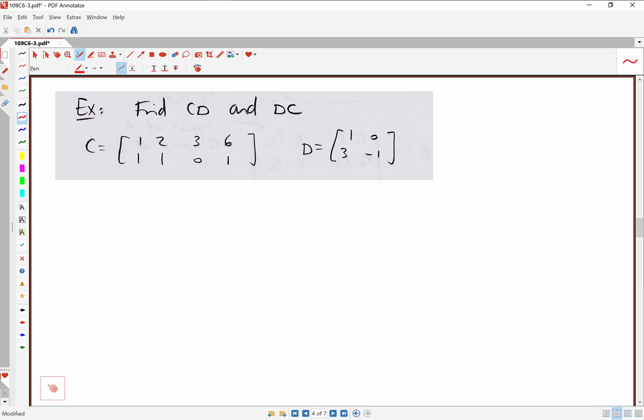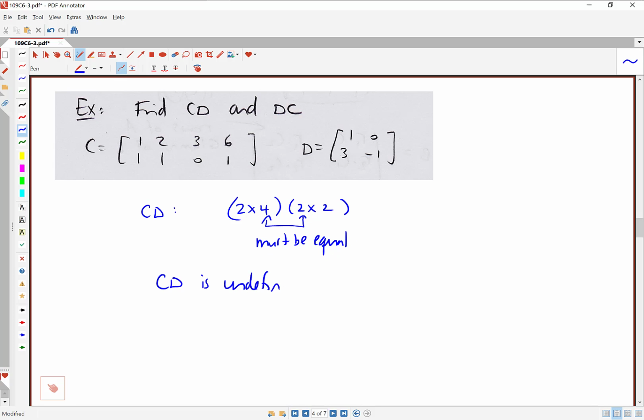So let's do a bit more practice with matrix multiplication. We've got 2 matrices, C and D, and we're going to try to calculate CD and also DC. What I recommend with matrix multiplication is that we think about size first. When we think about CD, the size of C is 2 by 4 and the size of D is 2 by 2. We said that these inner numbers must be equal in order for matrix multiplication to be defined. So that tells us that CD is undefined.